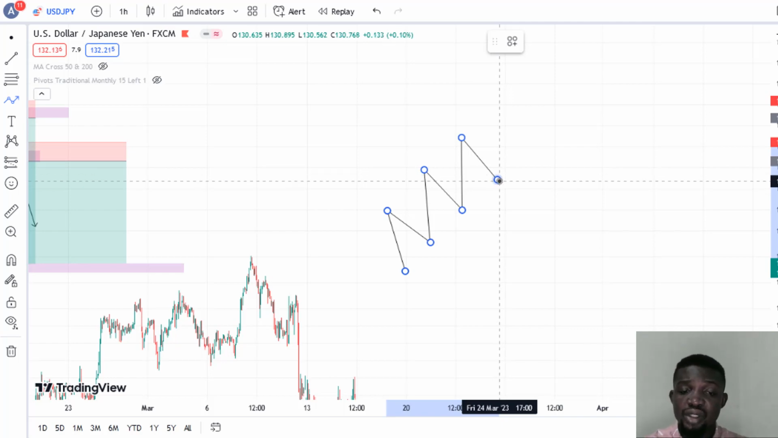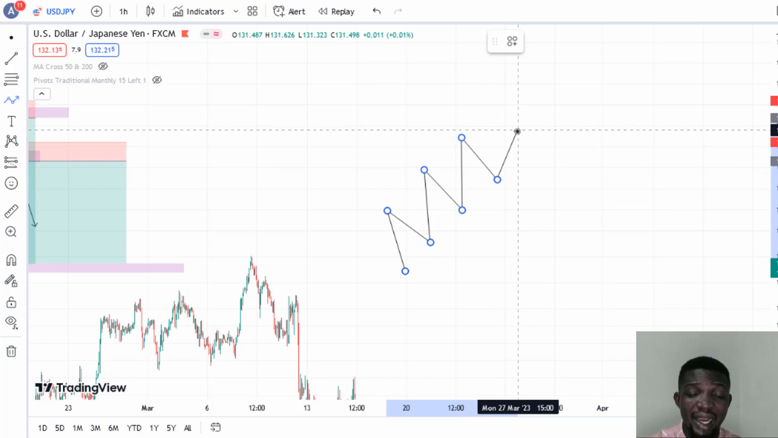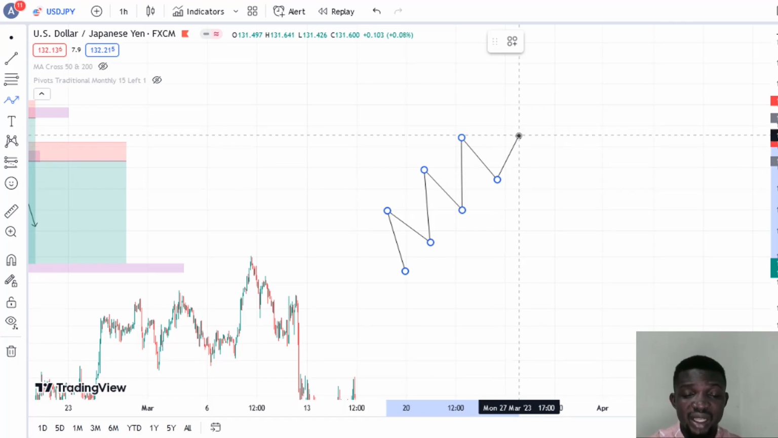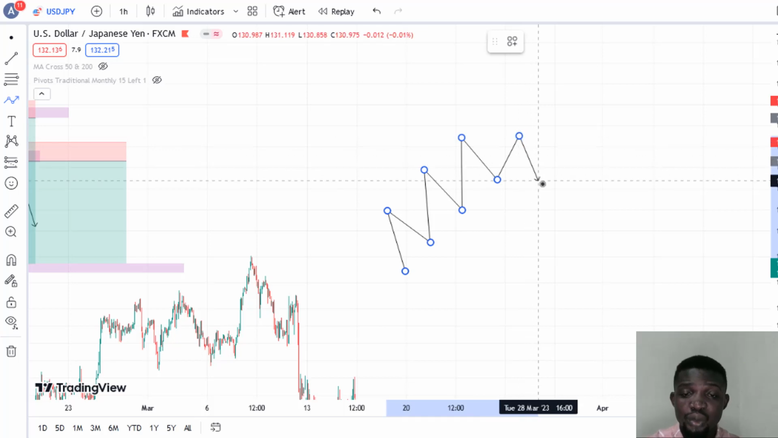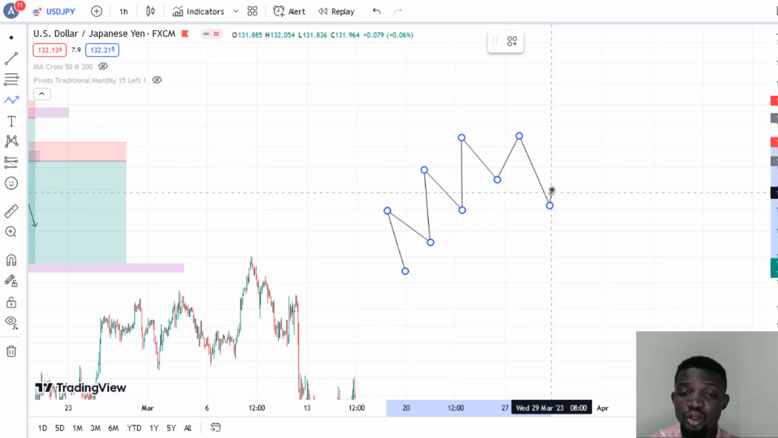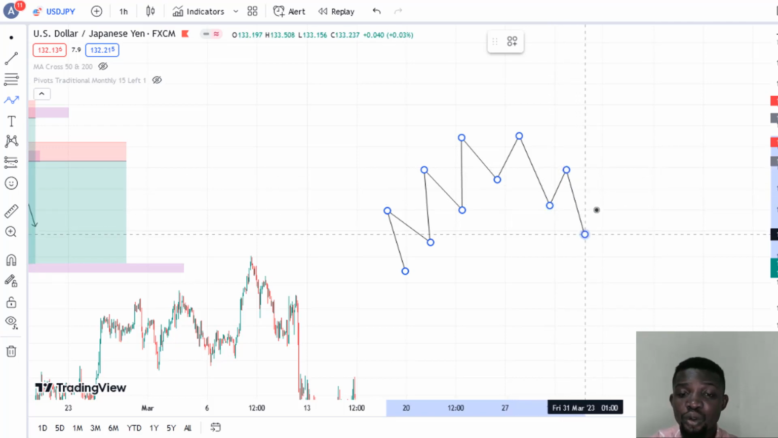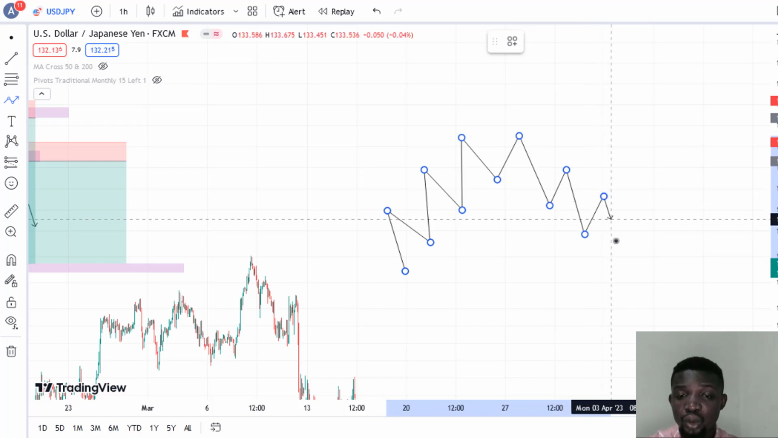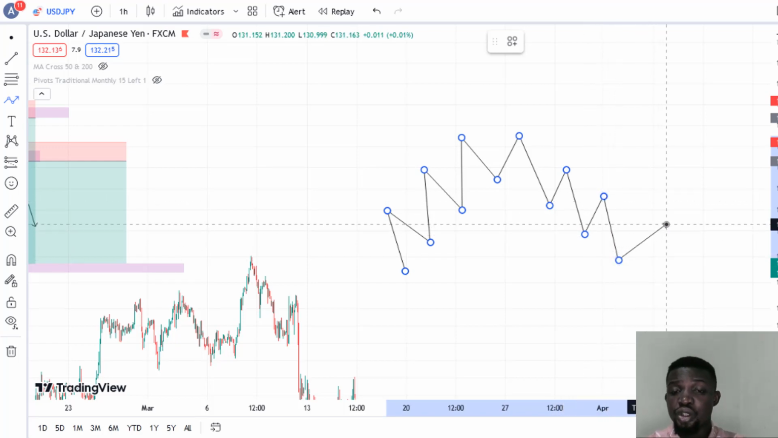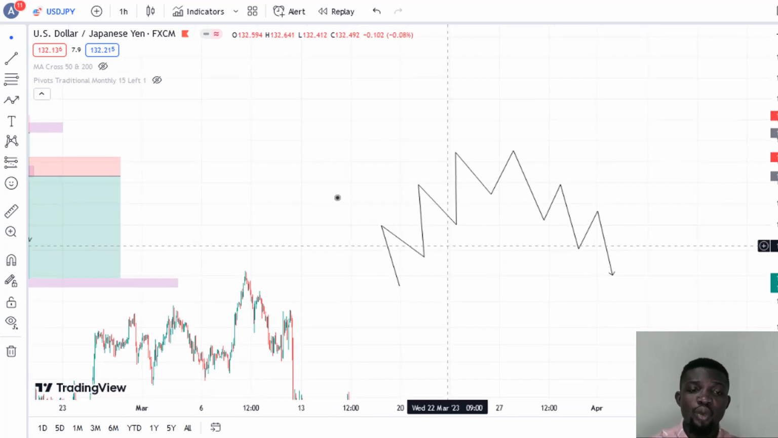Now, the market gives us higher high, higher low, higher high, higher low. Now we have a higher low, but the market failed to give us what? A higher high. The market fails to give us a higher high, then what? Now we have a lower low, then lower high, lower low, lower high, lower low, and the trend continues like that. Now we have what we want already.